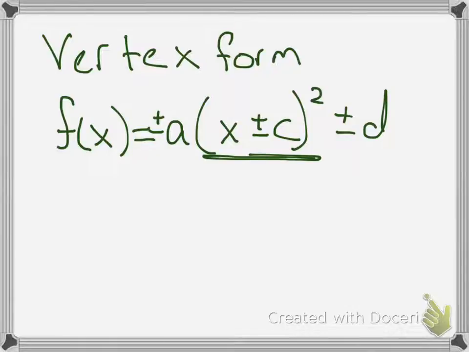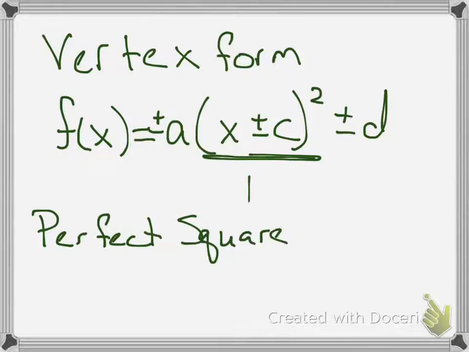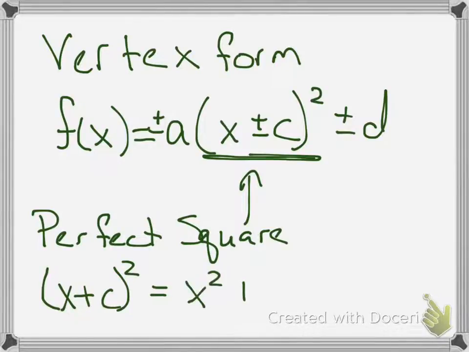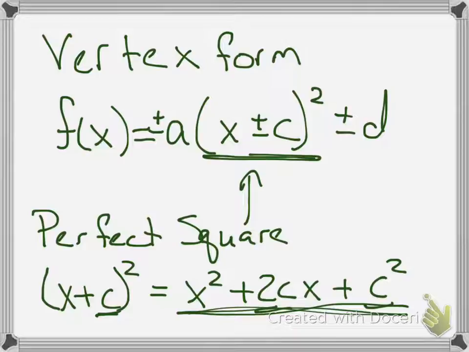In other words, you're saying that there's something times itself, like x plus c times x plus c, or x minus c times x minus c. Now, the reason that becomes a perfect square is that if we were to multiply that, say x plus c squared, then we would end up with x squared plus 2c x plus c squared. In other words, this number would get doubled and put in front of the x, and then you would also square it to get that. This is known as a perfect square trinomial, and we can factor it to that.